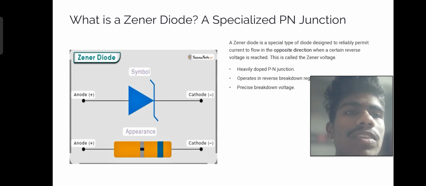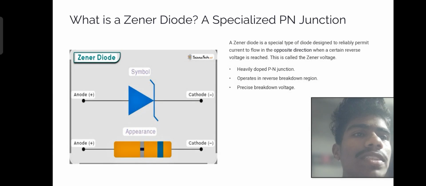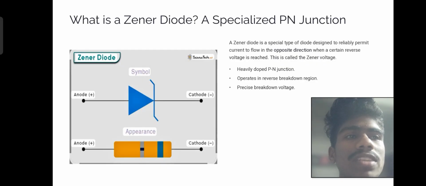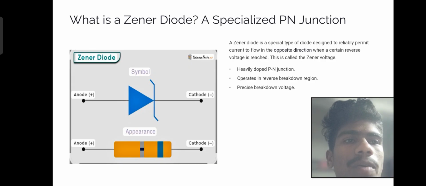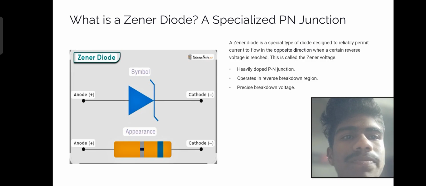What is a Zener diode? A specialized PN junction diode designed to reliably permit current to flow in the opposite direction when a certain reverse voltage is reached. This is called the Zener voltage. A heavily doped PN junction operates in the reverse breakdown region at a precise breakdown voltage, and the Zener diode symbol has two ends, anode and cathode.